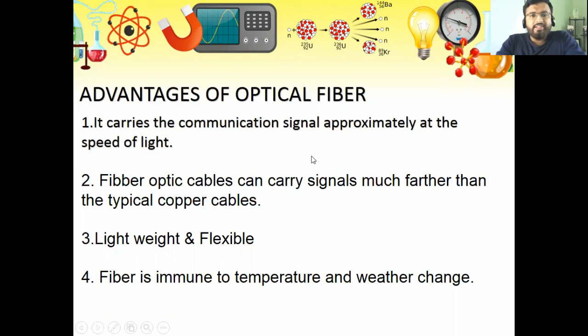So in today's lesson, we have discussed the definition of critical angle, and we have also looked into total internal reflection and its formula, and have also discussed two examples of its application.